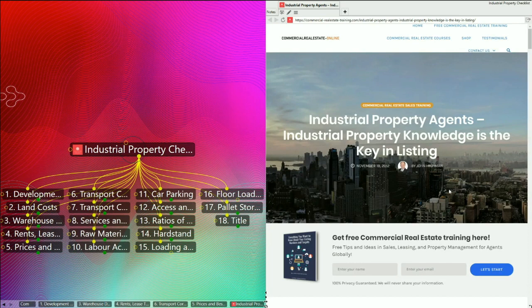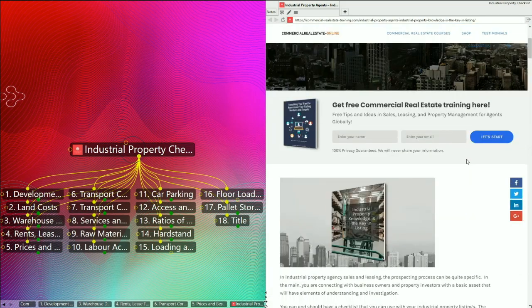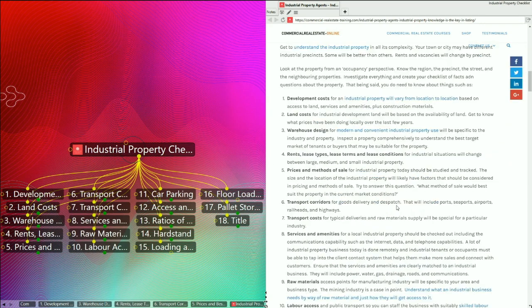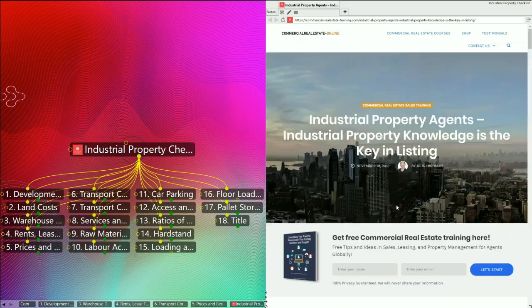Now, the website features the article from which this matrix is taken. The article is "The Industrial Property Knowledge is the Key in Listing." And I have taken a lot of detail from this particular article. There is a book here about that, and you can download that book as a PDF. The topic is also explained there on that website page for you.